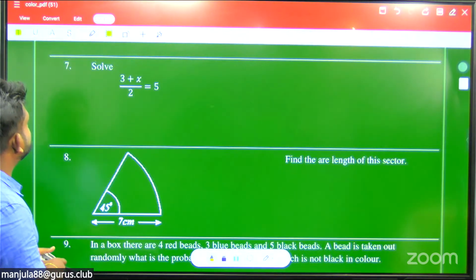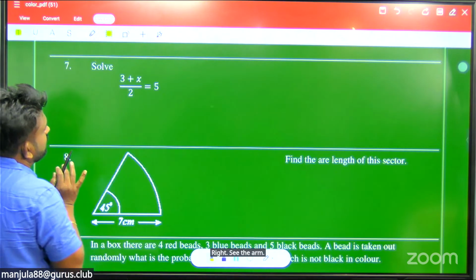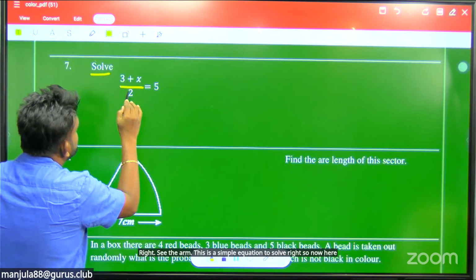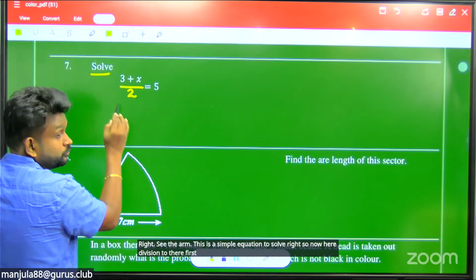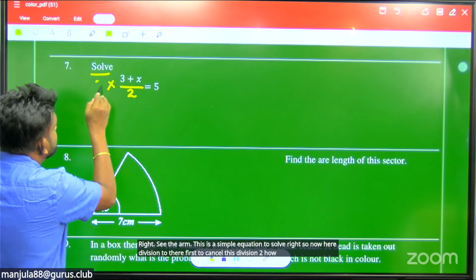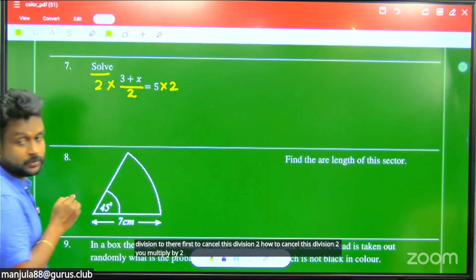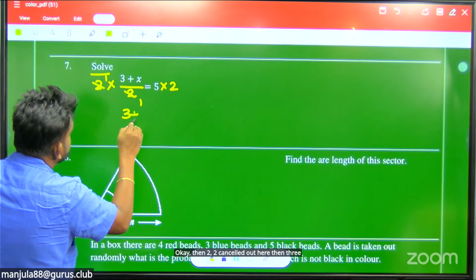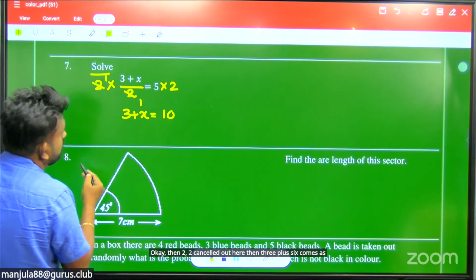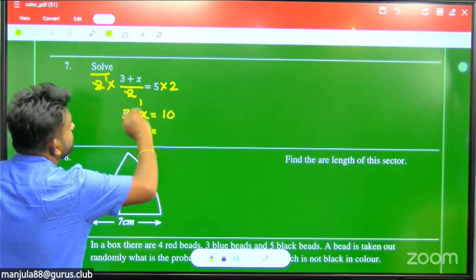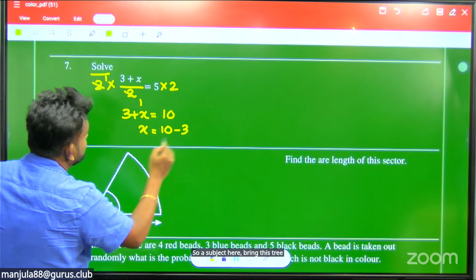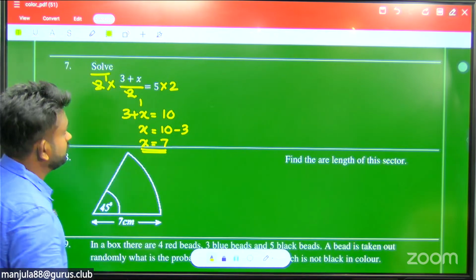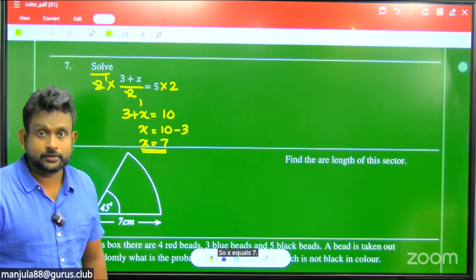Right. See, this is a simple equation to solve, right? So here there is a division by 2, first cancel this division by 2. How to cancel it? You multiply by 2 on both sides. Then the 2s cancel out, then 3 plus x comes as 5 into 2, 10. So to make x the subject, bring this 3 to the other side, 10 subtract 3 comes as 7. So x equals 7. Okay, right.